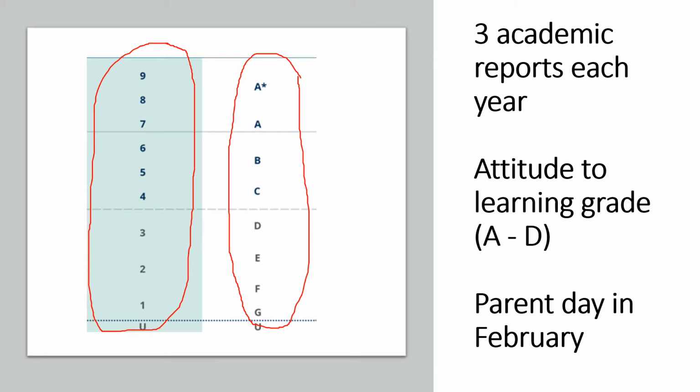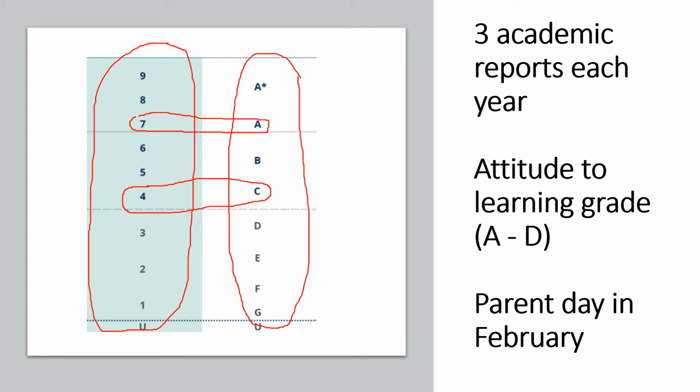As you can see, a 7 is roughly equivalent to an A, and a 4 is roughly equivalent to a C. An A star is similar to a 9 and an 8 now, and a B is equivalent to what we now have as a 5 or a 6 around there.